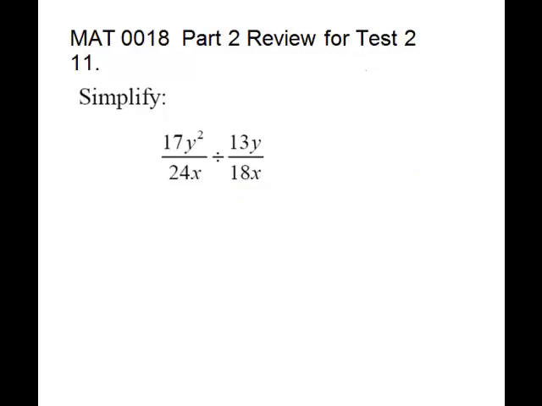Problem 11, we're going to simplify, so we're going to go according to what the problem says. It is a division. So we're going to change it to multiplication and invert the divisor. So the first fraction will stay the same. We're changing to multiplication, and we're going to flip the second one over.